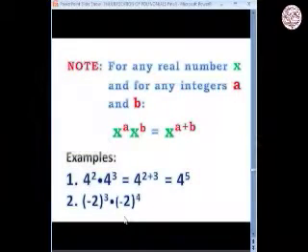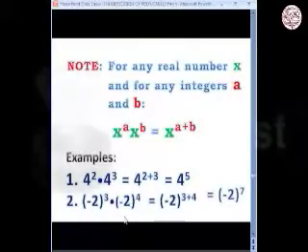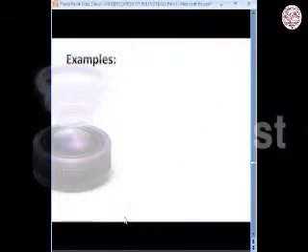Negative 2 raised to 3 times negative 2 raised to 4. What do you think will be the base? Okay, the base is negative 2. So therefore, copy the base, which is negative 2, and add the exponents, which are 3 and 4. So that would give you negative 2 raised to the power of 7. Okay, another example.